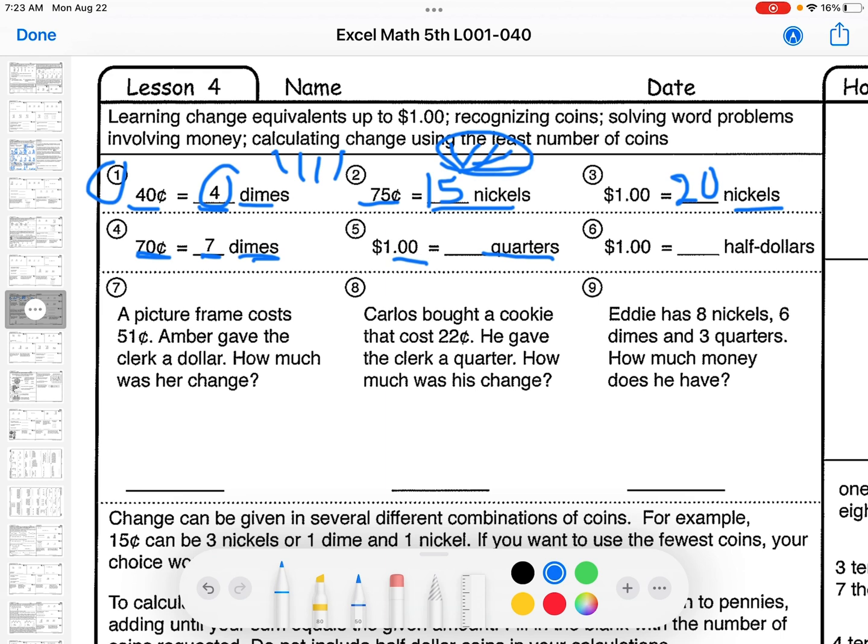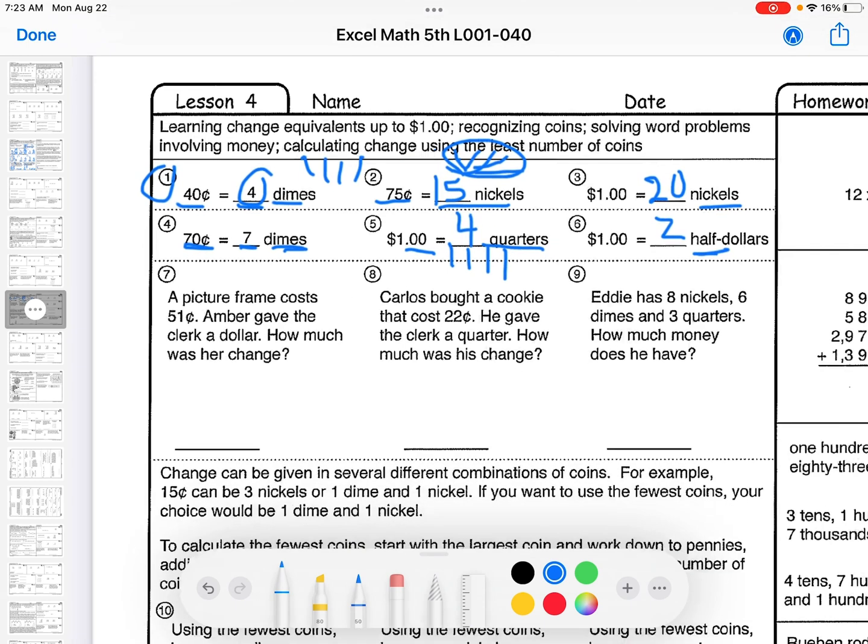All right, so if this is really hard for you, you might be on the wrong math level, but 4 quarters is equal to $1. They're 25 cents each. 25, 50, 75, $1. 25, 50, 75, $1. That's 4 quarters. Okay, $1 equals how many half dollars? Pause the video, see if you can answer that. Alrighty, so $1 is equal to 2 half dollars because 2 halves make a whole. If you cut $1 in half, you have 2 parts.